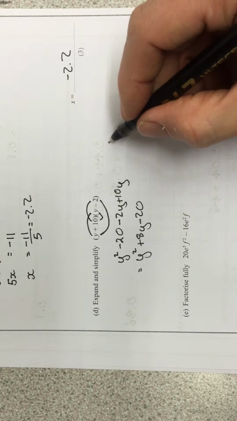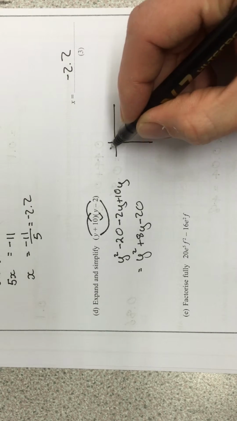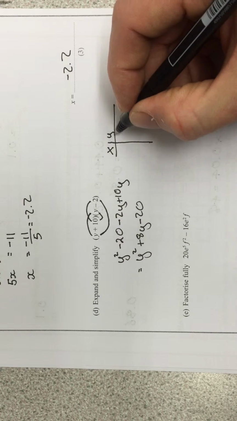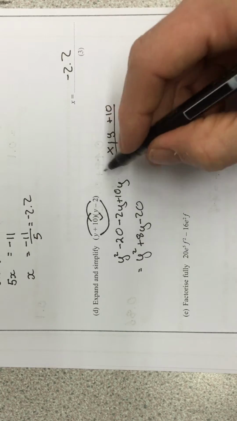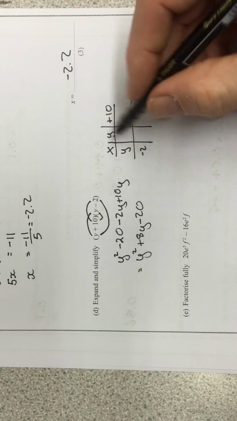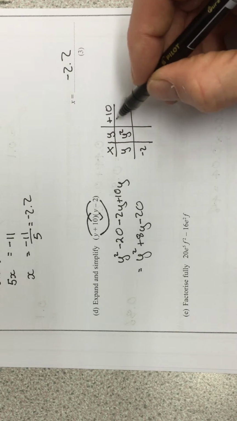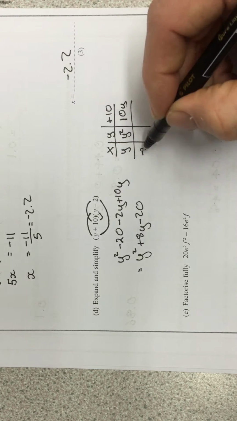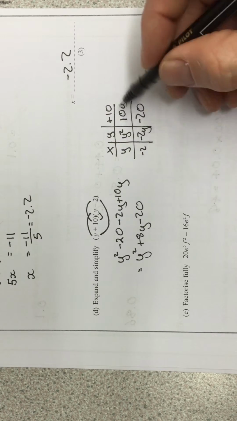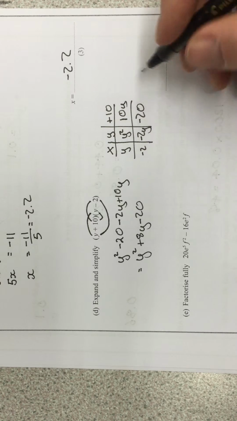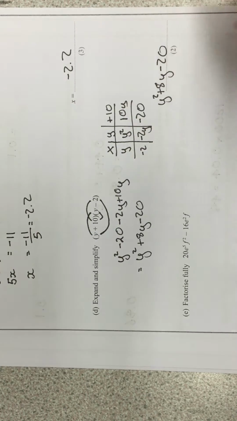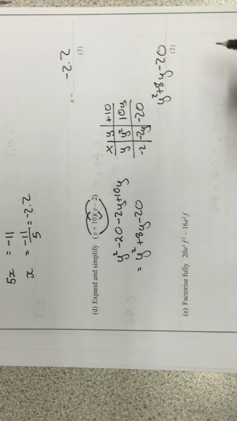Now I will just show you a favourite method of mine, which is the grid method. It's another method for expanding these. We get y and positive 10 and y and negative 2, and we're going to multiply these together and get our 4 bits. y times y is y squared, y times 10 is 10y, y times negative 2 is minus 2y, and that's minus 20. And then that gives me my 8y, and I've got my y squared, my 8y, my minus 20. So you can choose either method there.